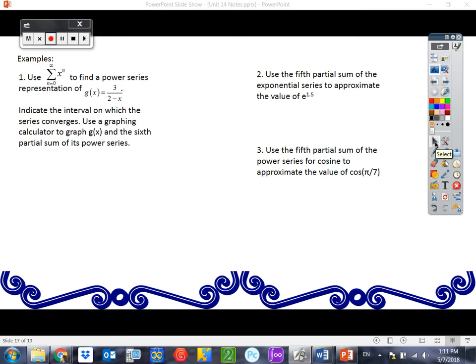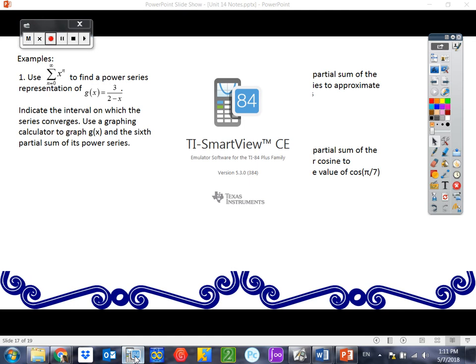Okay, so let's pull the calculator up. I actually have already input those two things into the calculator just to save us a little bit of time. So we'll get this pulled up and then I'll show you.